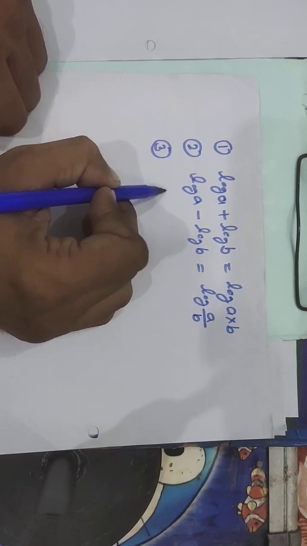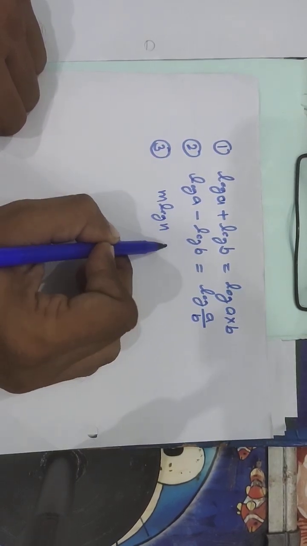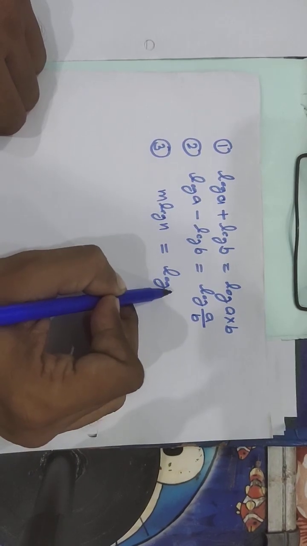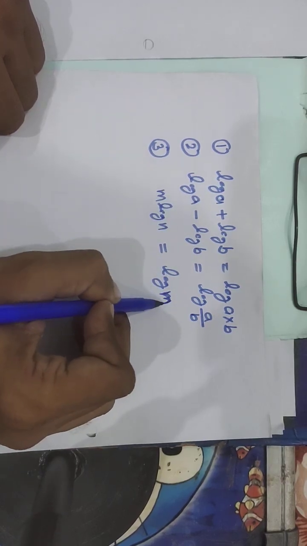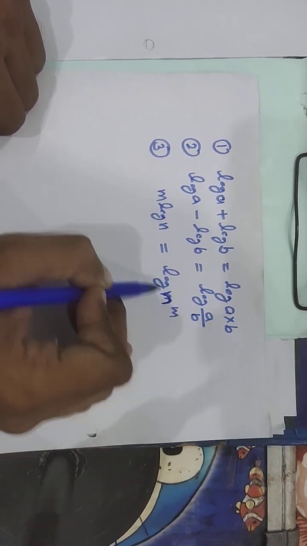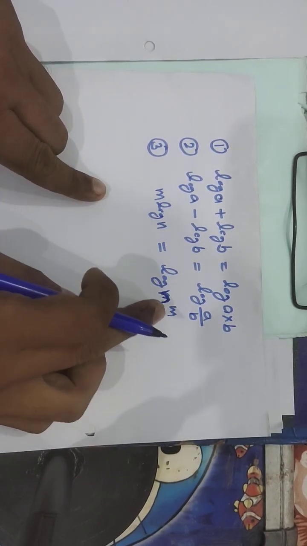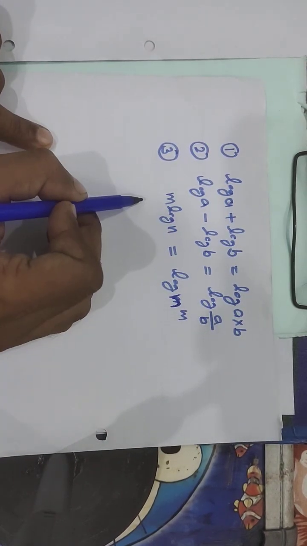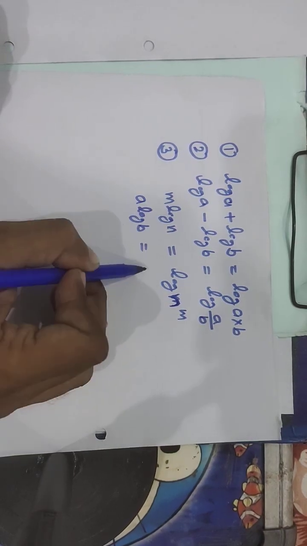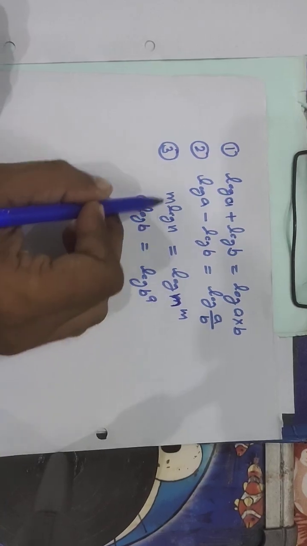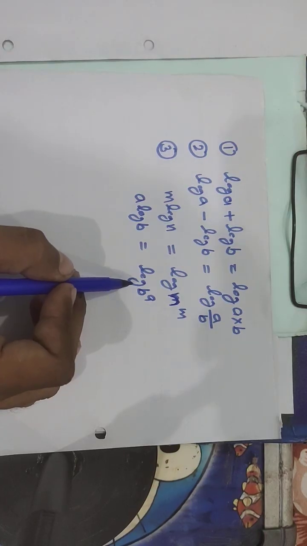That is m log n. If m log n is written there, then in the next part you can write that m comes in the power of n. So we can write m log n equals log n power m. It can also sometimes be written in the book in this form, a log b equals log b power a. So both are the same; the written forms are different, but the understanding is the main part.